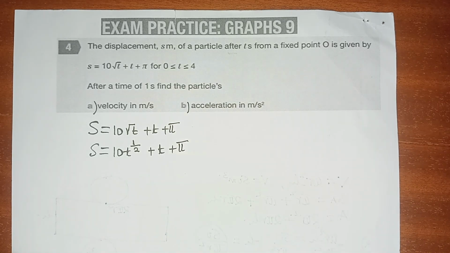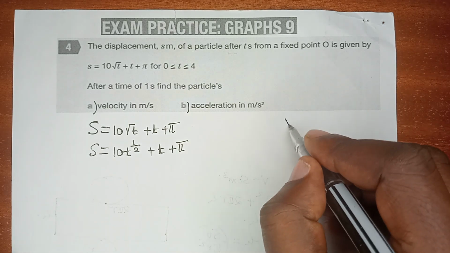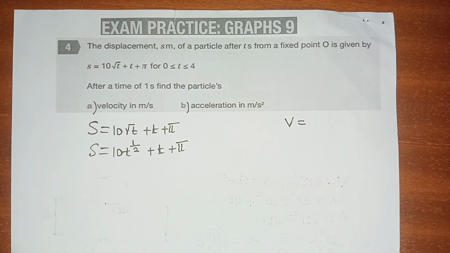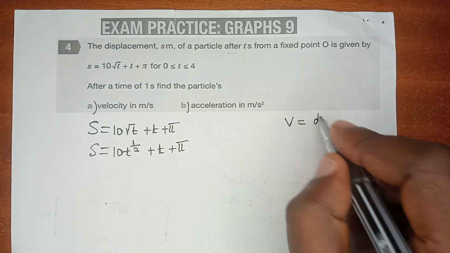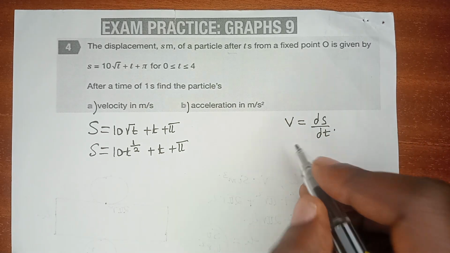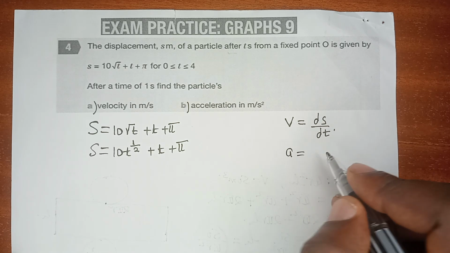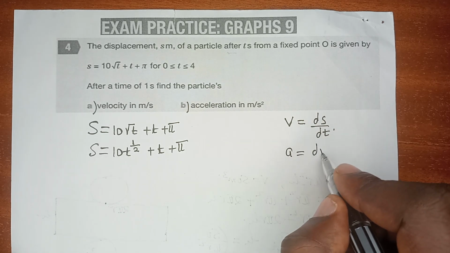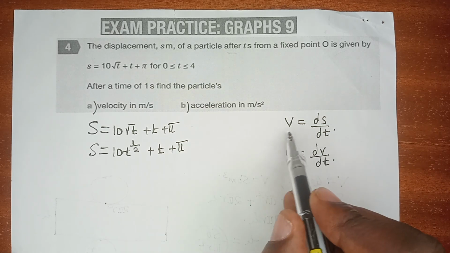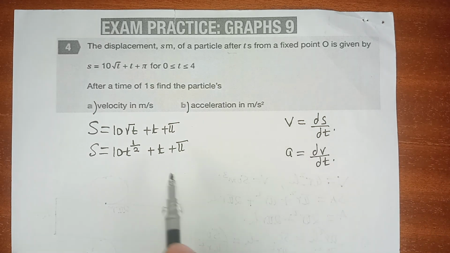In this case, we now have to talk about velocity. Remember, we said in a different video that velocity is given by the change in displacement with respect to time, and acceleration is the change in velocity with respect to time. So if you want to find velocity, we have to find ds dt. Here is the equation.